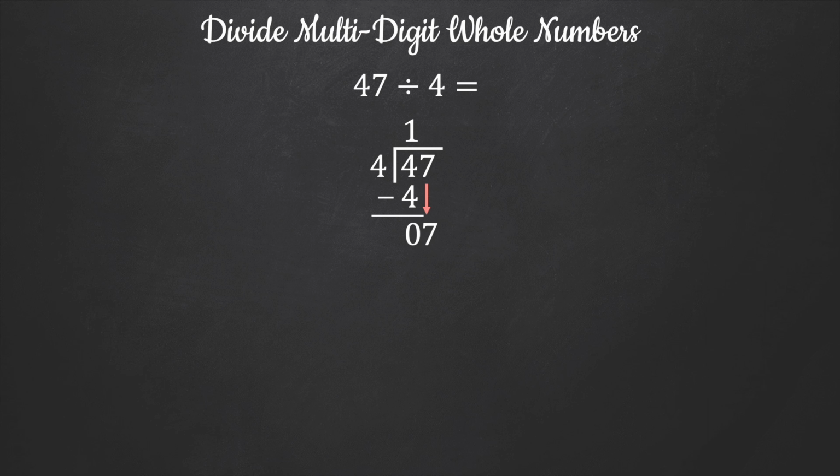And we ask ourselves, how many times does 4 go into 7? And 4 goes into 7 one time because 4 times 1 is equal to 4, and that's as close as we can get without going over 7. So then we're going to go ahead and subtract. 7 minus 4 is equal to 3. So we have 11 remainder 3.